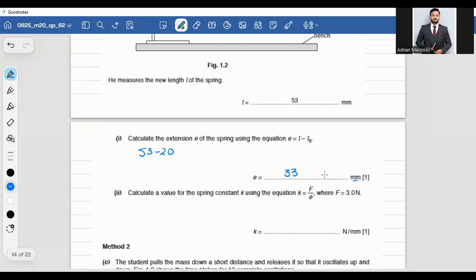Calculate a value for the spring constant K using the equation K equals F by E. Now the question is, where is the F? F is given here, 3.0. If it's not given, you can convert it from W equals mg. But as it's given, 3.0 divided by the extension, that was 33. So 3 divided by 33 gives you 0.09 Newton per millimeter. That's totally fine. That was in Newton, that's in millimeters.